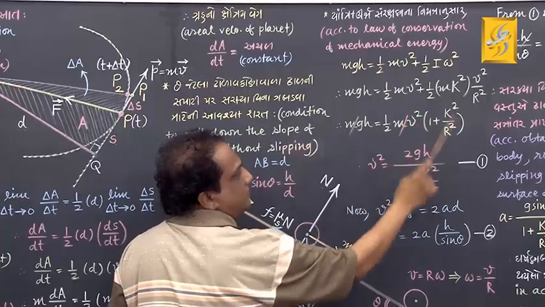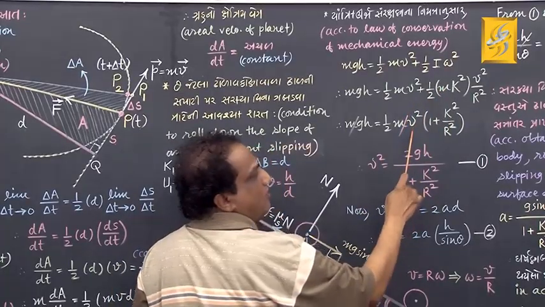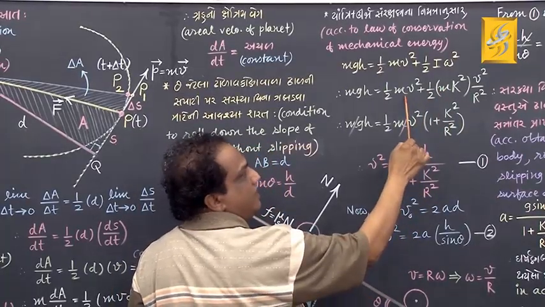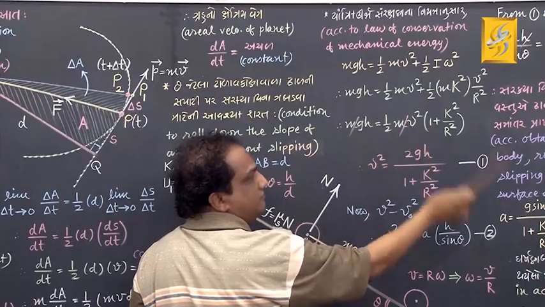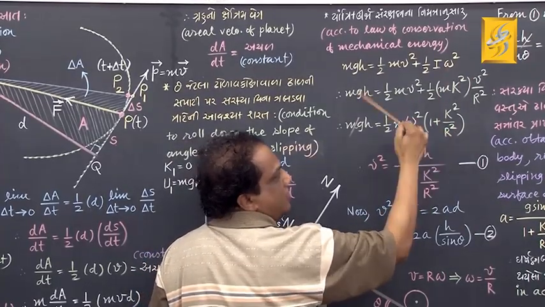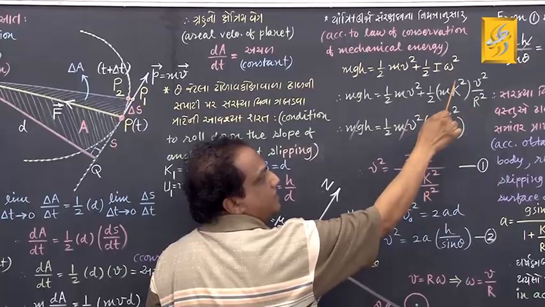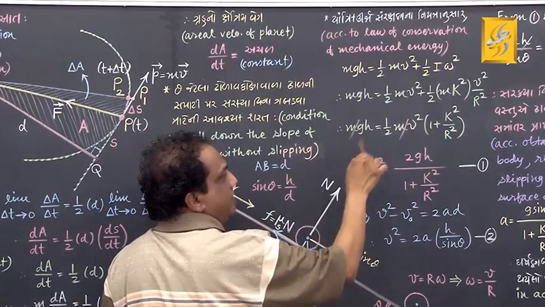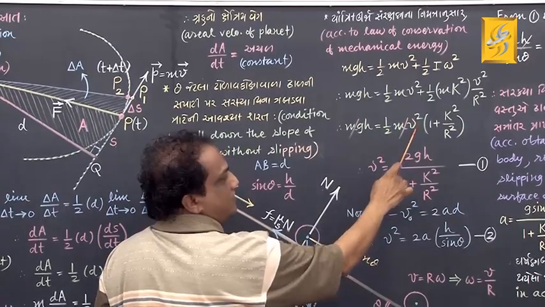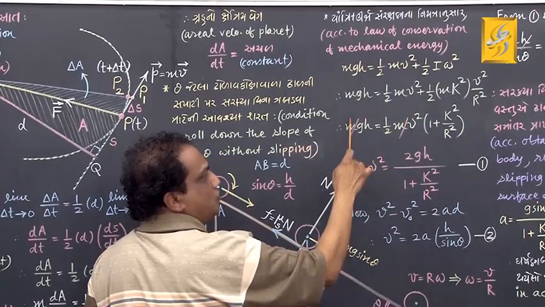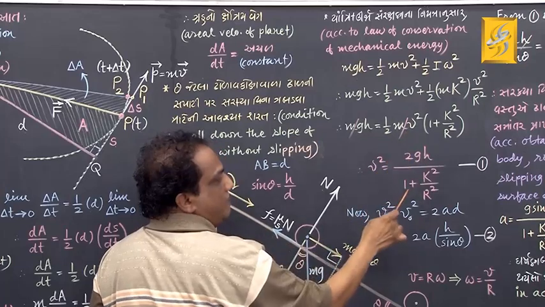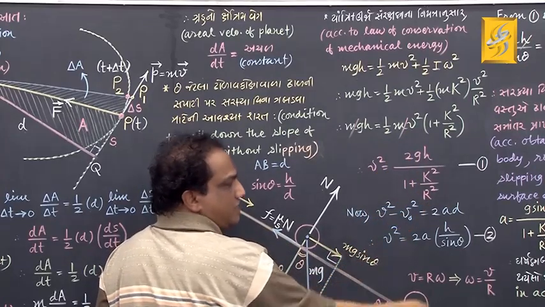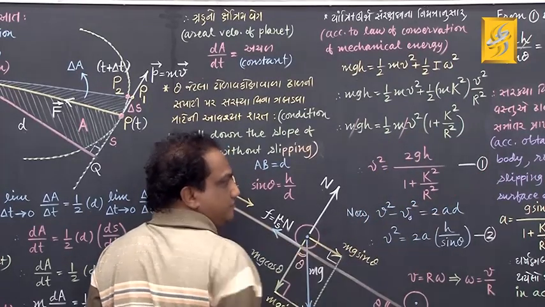Half mv square, half mv square. Can you take common? Yes. Inside the bracket, left from here, is 1. Half mv square has gone out, and left inside the bracket from here is k square upon r square. Fine. m will cancel. Find out v square. Transfer these two. So it is 2gh upon 1 plus k square upon r square. Give it equation number 1.